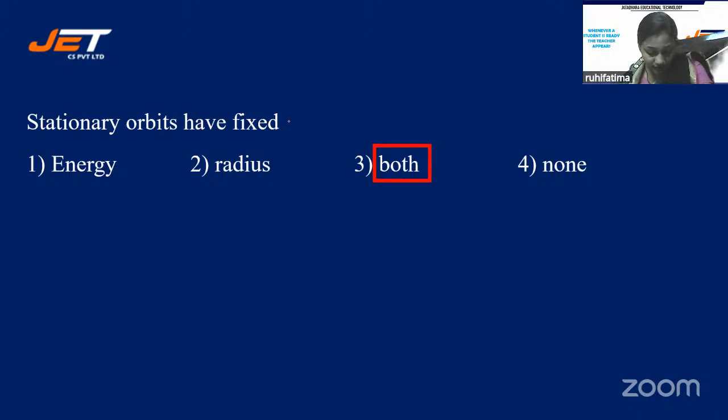Harish, Ganesh, and Lucky. These students have correctly answered. Well done. Keep answering, students, like this only. Okay, maintain the pace in the entire class. Next question.